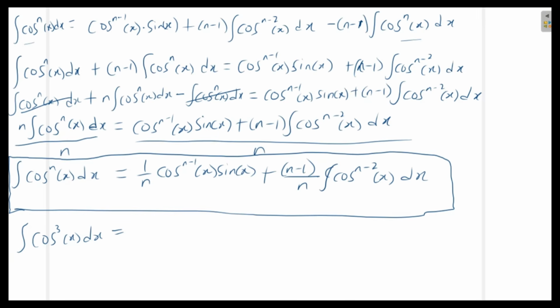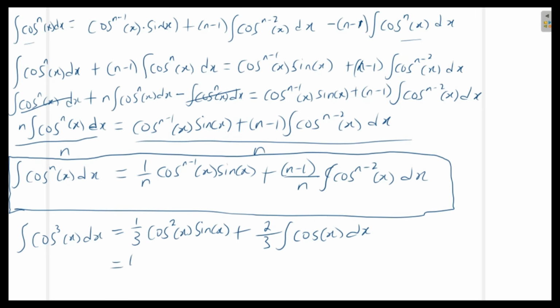So using this reduction formula, I'm going to compute this integral. Note that our n is 3 here. So I'm going to have 1 on 3. Then cos, now we have n minus 1 and n is 3. So 3 minus 1 is 2. So cos squared x sine x plus, now we have n minus 1, of which n is 3. So 3 minus 1 is 2 over n, which is 3. Then the integral of cos n minus 2, our n is 3, and 3 minus 2 is just 1. So cos x dx. Now notice that I don't need to do anything to this side. But for here, there is an integral which I need to compute.